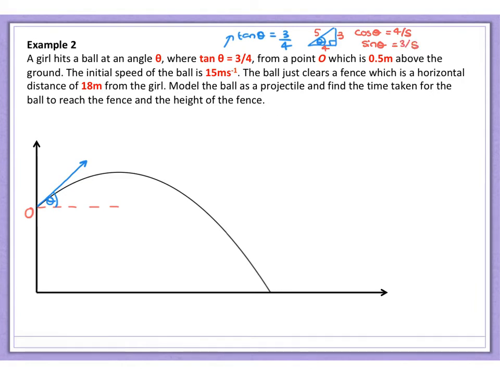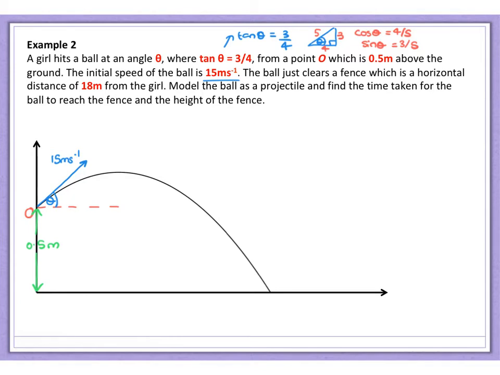Now, the point O is 0.5 metres above the ground, so that's this distance from here to here. The initial speed of the ball is 15 metres per second. And it just clears a fence, which is a horizontal distance of 18 metres from the girl.